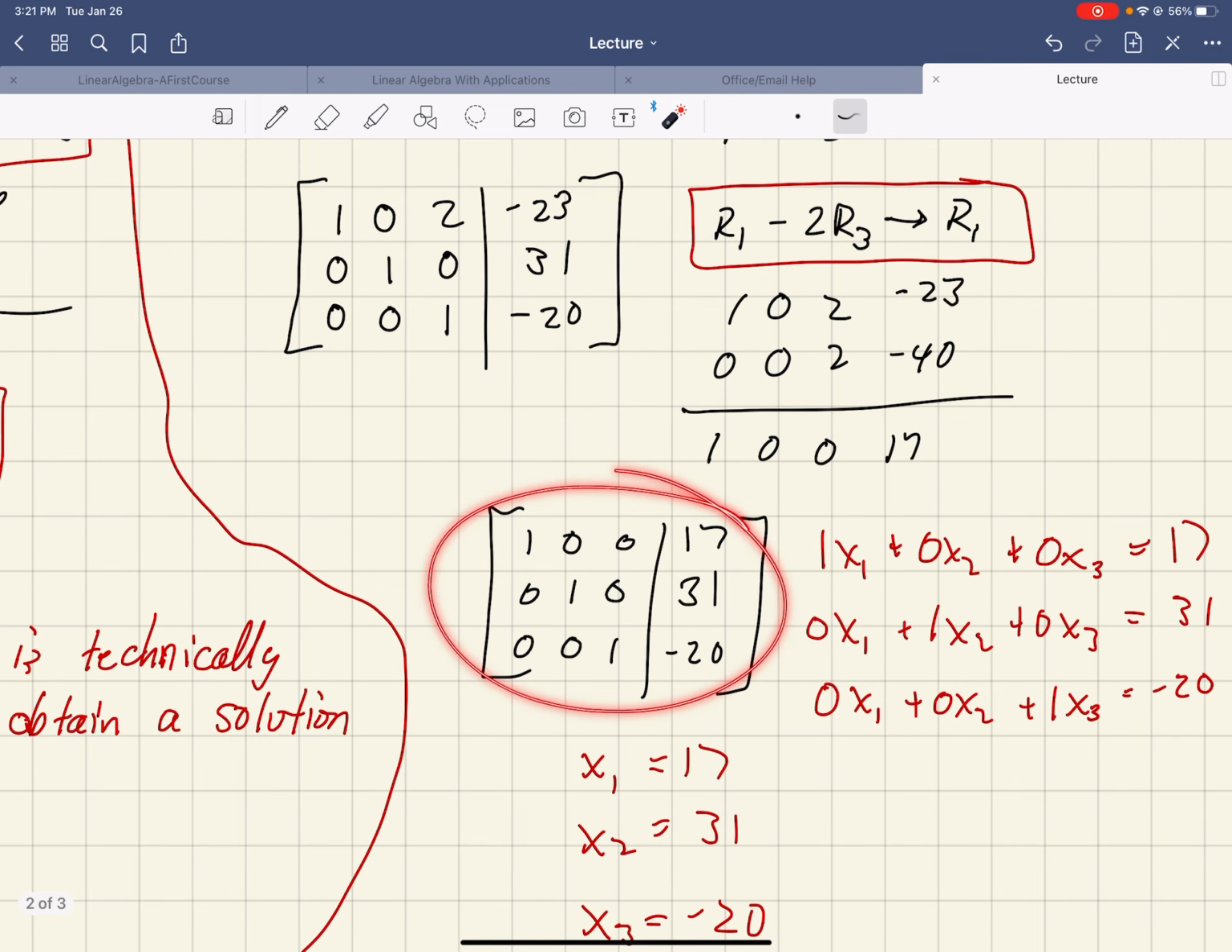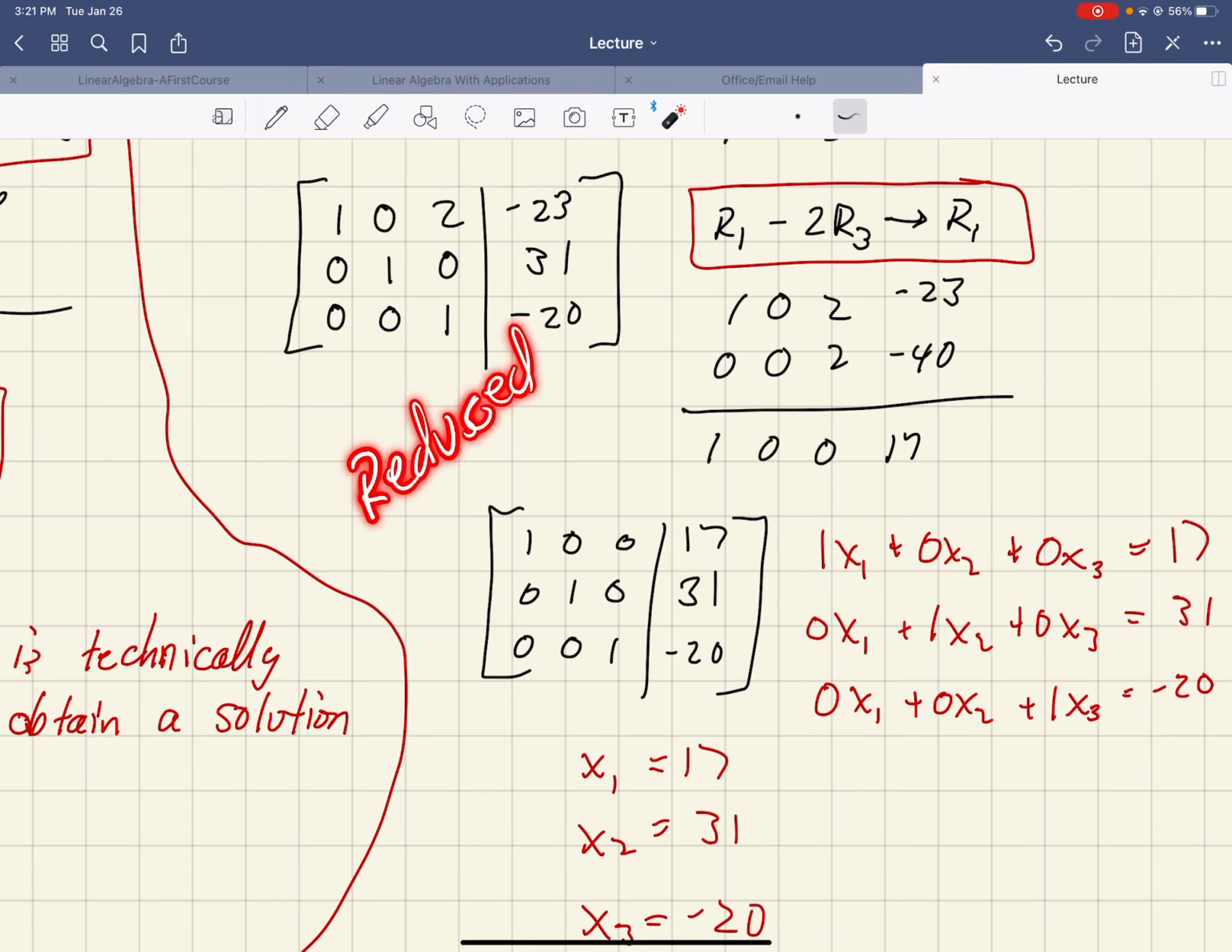Now this is the final matrix, and this is what we call reduced row echelon form. And since it's reduced row echelon form, you can actually see the answer in here. The answer is x3 is negative 20, x2 is 31, and x1 is 17.